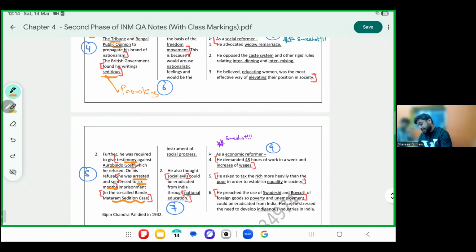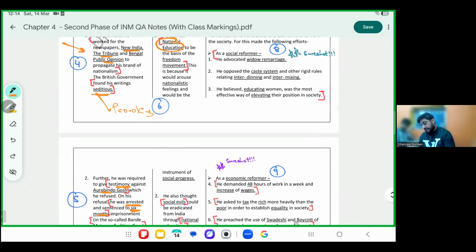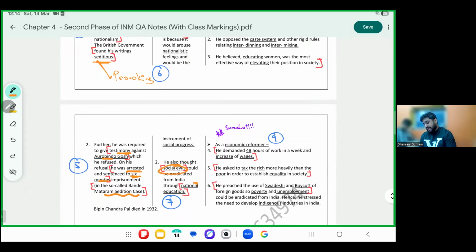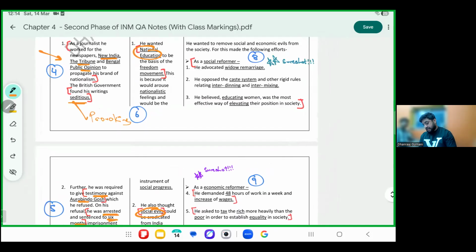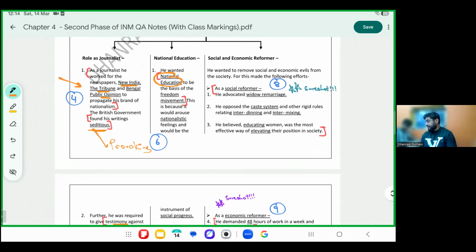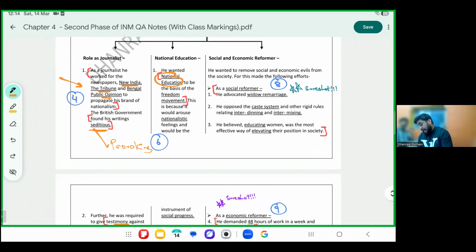He wanted national education to be the base. He was against social evil and he said national education will help you fight the social evils. Last point, pay attention, and I'll just give you time to go through whichever you want or whichever page. As a social reformer, very important, what role did he play? He accepted widow remarriage, caste system, interdining, intermixing, educating women to elevate their position. This was the role he played as a social reformer.